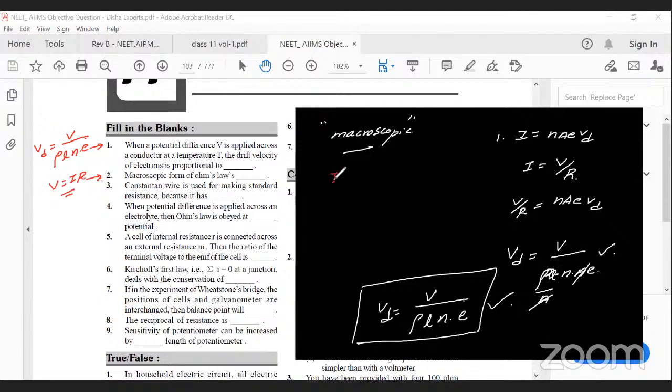Macroscopic one. Now the relation between current density and electric field. We already discussed it. What is it? J is equal to I by A. Current density to electric field relation. Just think of it. J is equal to sigma times the electric field. Remember that?